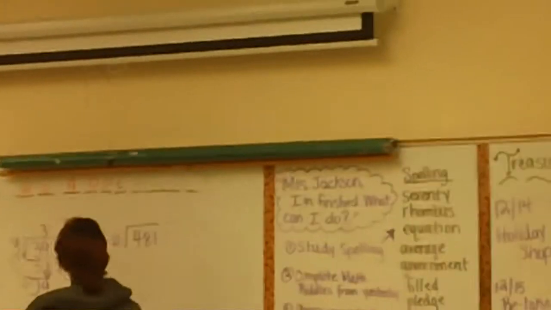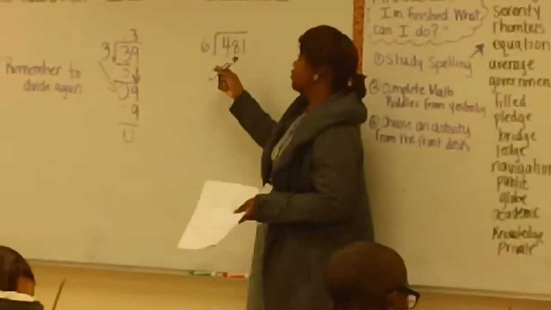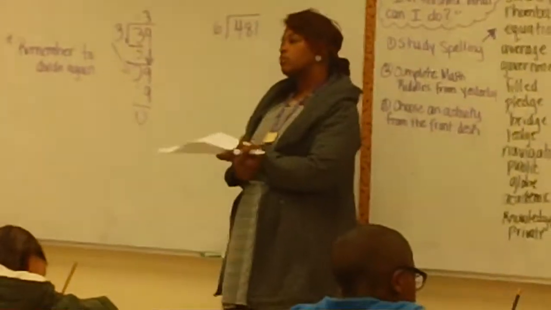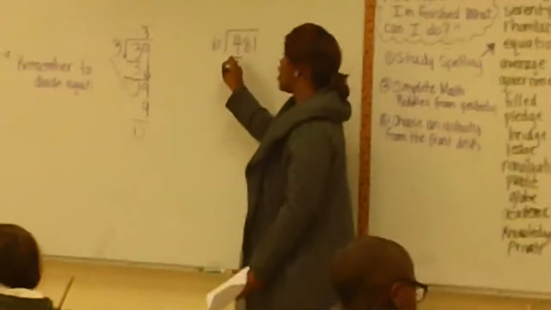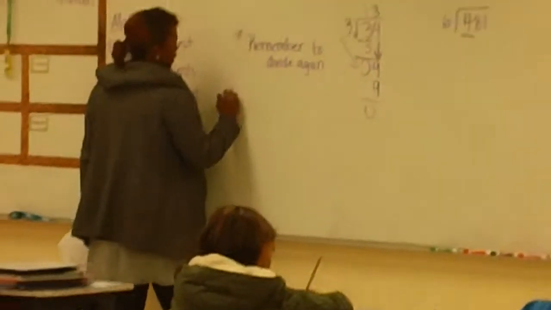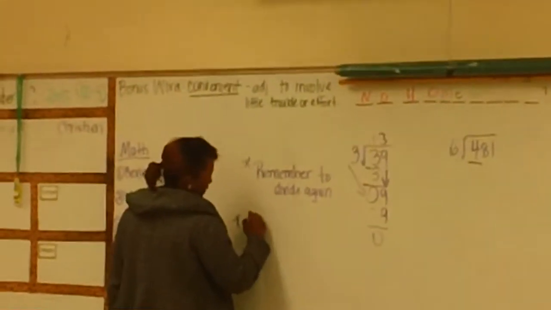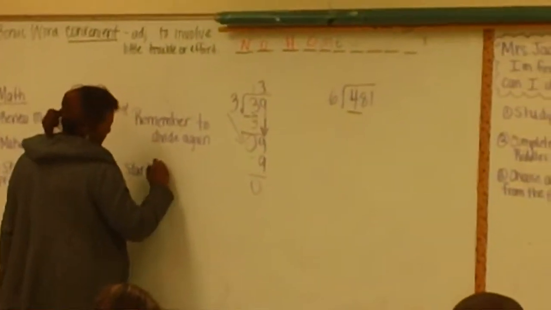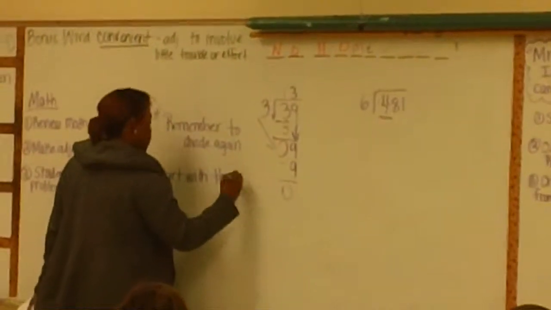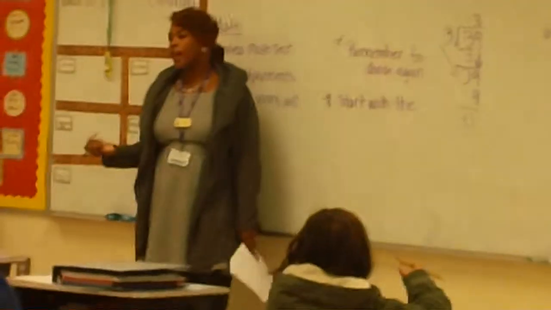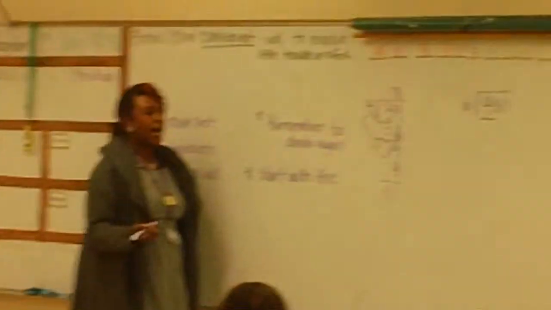481 divided by 6. Caitlin, what's the first thing I need to do? See if it goes into 4. So we always start with the first place. So I want you to write that on your paper as well. We're going to say start with the highest place value.